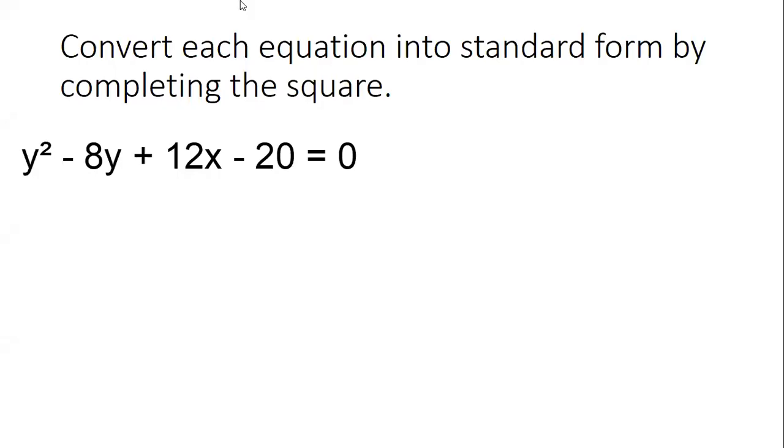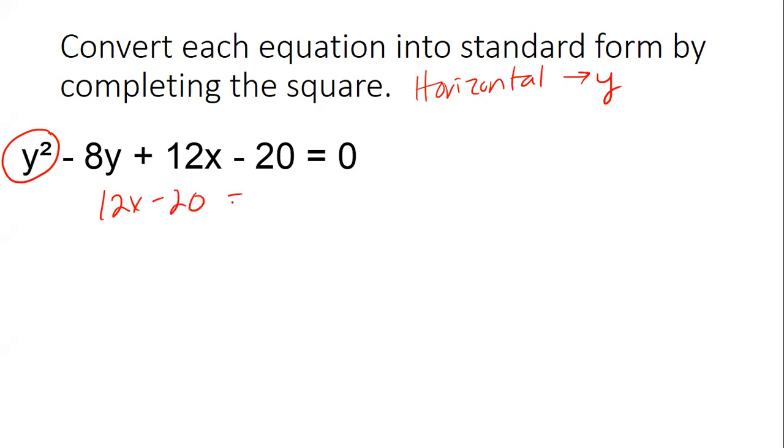All right, so remember, first thing you're gonna do is look for your squared. So what did we determine this to be? Horizontal. Because our y is squared, so we need to move our y's. So after we move our y's, we're left with 12x minus 20 equals negative y squared plus 8y.